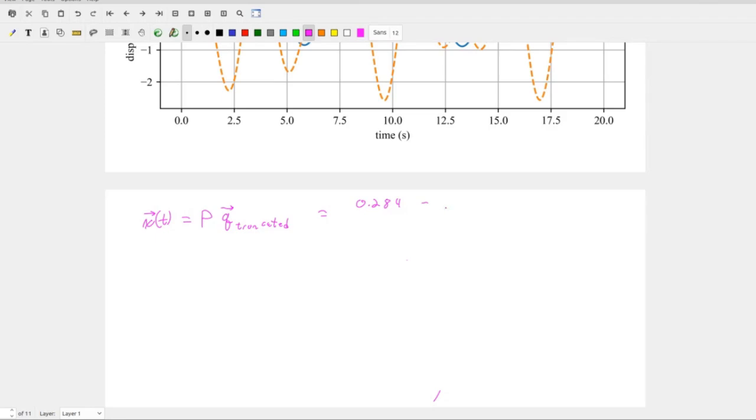0.284, negative 0.137, 0.435, 0.900, right? But now what is q truncated? We're just going to have the first mode, or we're just going to have the response associated with the first mode. So we have 2.846 cosine of 1.65t.